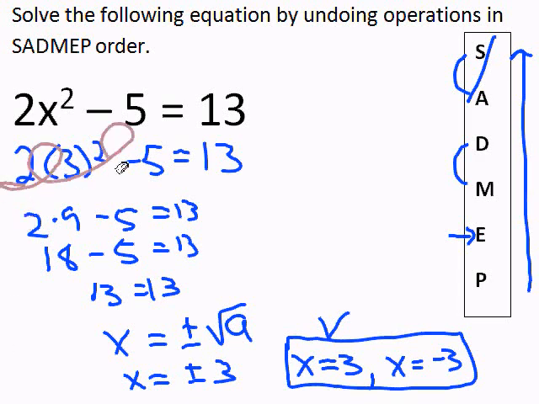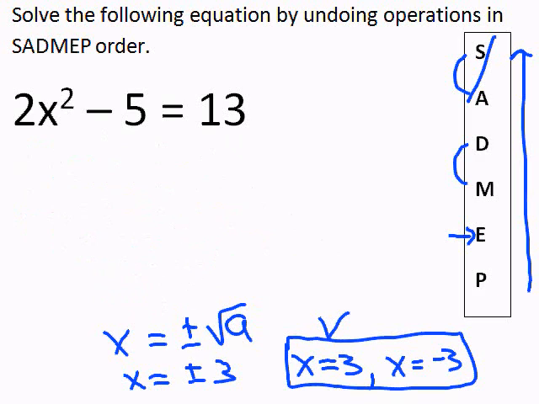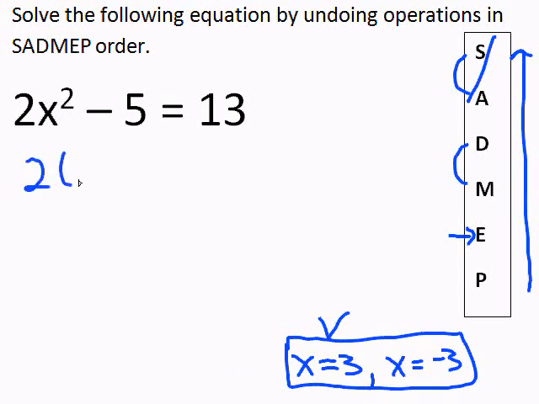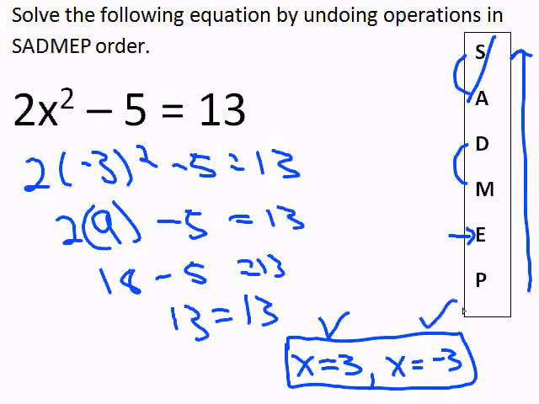We can check out our negative 3 as well by substituting in negative 3 for our x value, giving us 2 times negative 3 squared minus 5 is equal to 13. Negative 3 squared is 9. We get 2 times 9 minus 5. 2 times 9 is 18. 18 minus 5 is 13 equal to 13, and we find out that negative 3 checks out as well, because when we substitute it in for x, it gives a true statement.